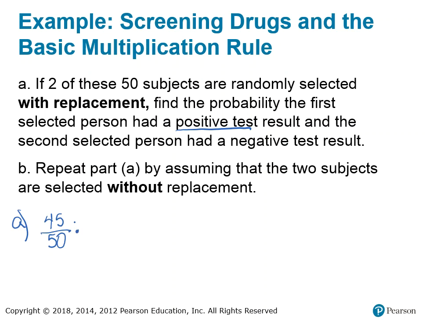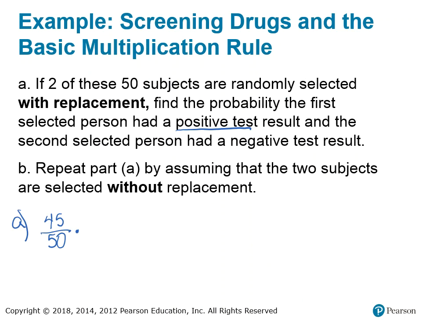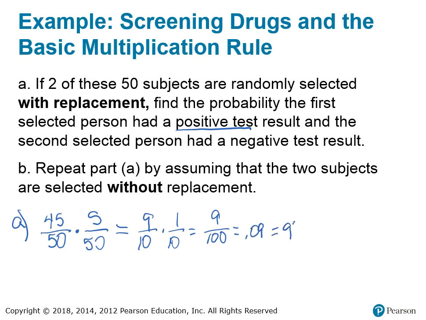So now I need to think about the probability of the second person having a negative test result. In this case, 5 had negative test results, but since everybody's back in the pot, we still have 50 people in the option. So let's go ahead and reduce this. 45 out of 50 are both divisible by 5, so it becomes 9/10. 5 out of 50 are both divisible by 5, so it becomes 1/10. So the probability of choosing first a person with a positive result and then a person with a negative result is 9 out of 100, or 0.09, or 9% of the time.